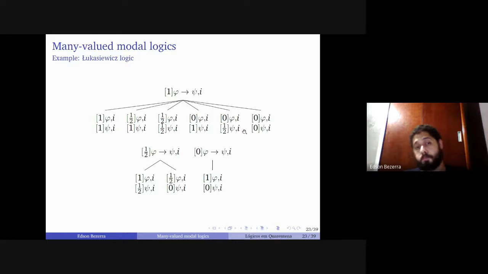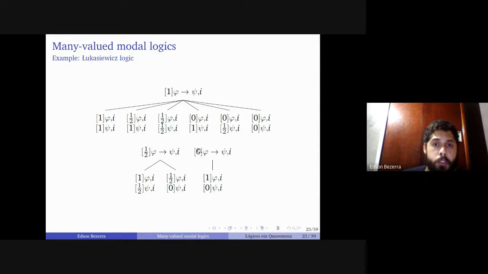The implication rule: when phi implies psi receives 1 as a label, we expand the rule with 6 branches. In this case, when phi and psi receive 1, when psi is 1 and phi 0, 1.5, when both have the intermediate values, and so on. So in the case of the intermediate value as a label, we expand in these 2 branches, and when it is 0, we have only 1 branch.